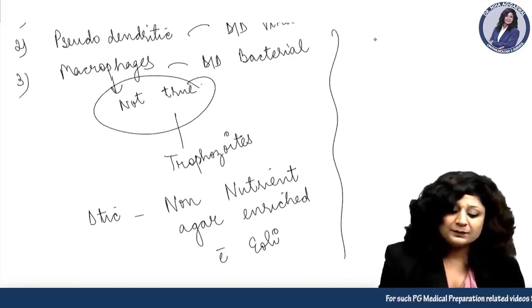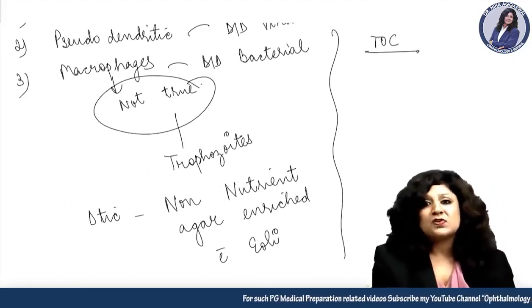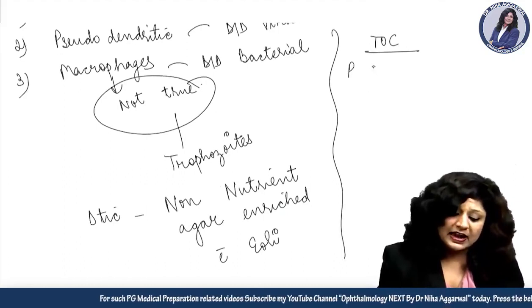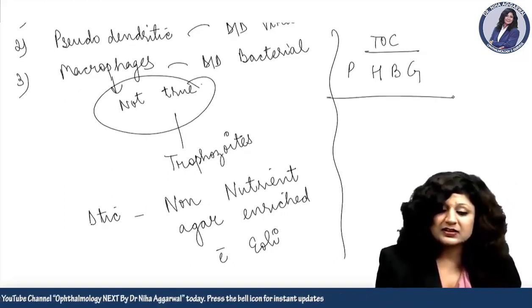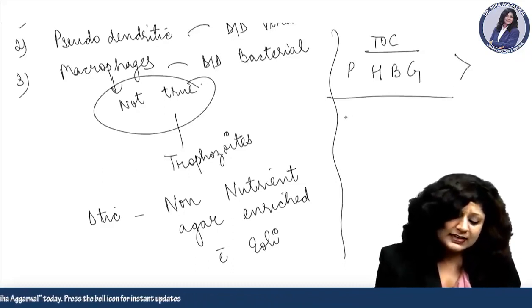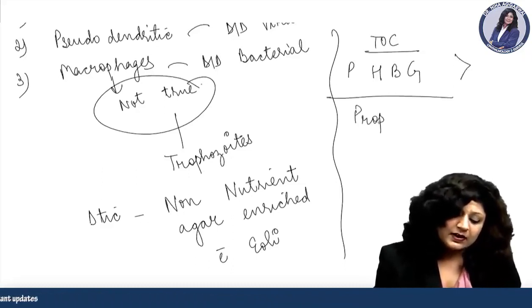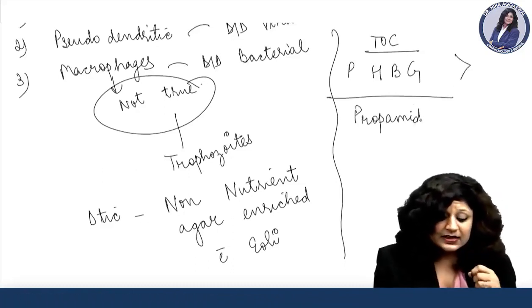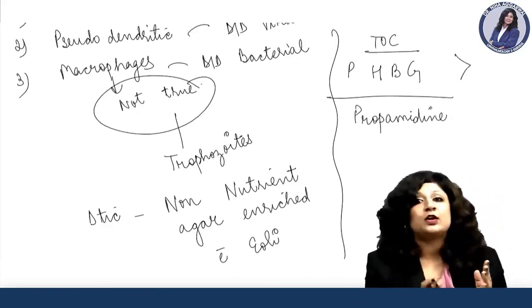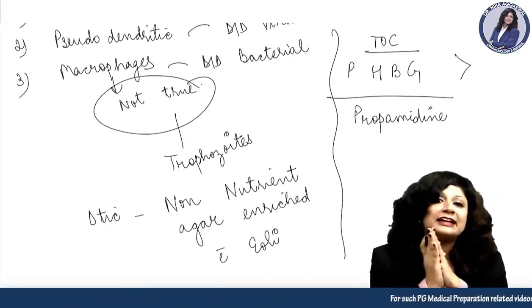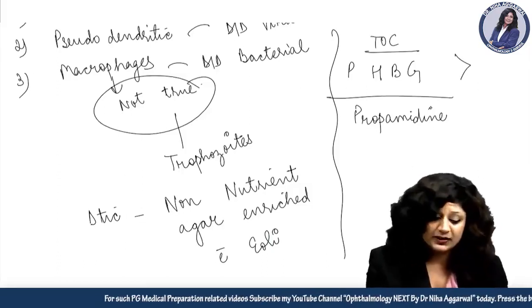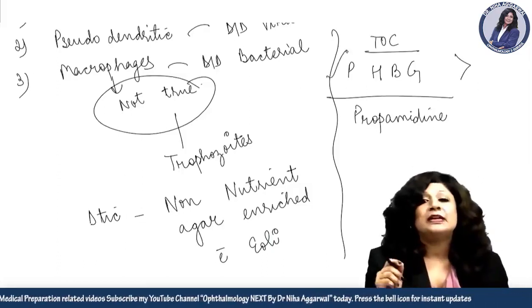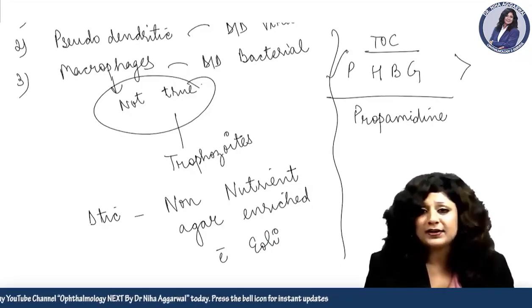Now, what is the treatment of choice? The treatment of choice is polyhexamethylene biguanide. That is better. And the second is propamidine. Sometimes you will also get a combination in the options. If you are getting the combination in the options, go with the combination. If you have to choose one, go with the polyhexamethylene biguanide.